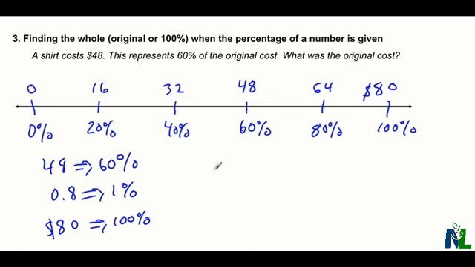You can get that $80 with one quick division too. 48 divided by the percent as a decimal, 0.6, gives you $80 for that shirt right away. So a few different methods for getting that original one.